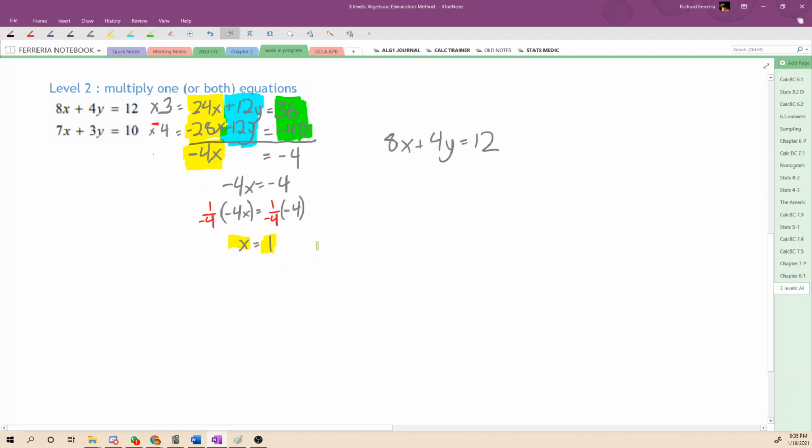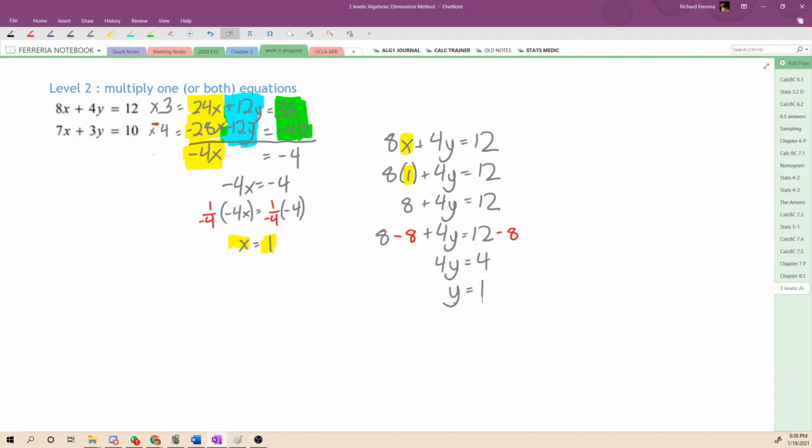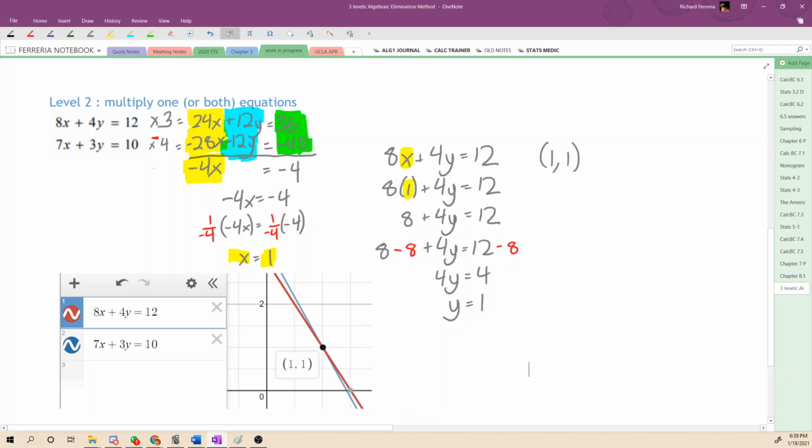Since x equals 1, I can substitute 1 every time I see x. And this gives me 8 plus 4y equals 12. Subtract 8 from both sides. This gives us 4y equals 4, which is the same thing as saying y equals 1. I'm not going to bother dividing on this one. If 4y equals 4, then clearly y has to equal 1. Which means my solution is 1, 1. We can confirm this solution again just by graphing and seeing that the intersection point is 1, 1.